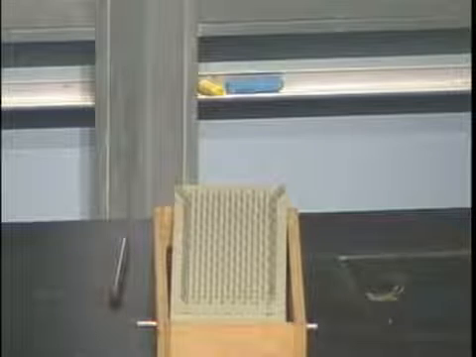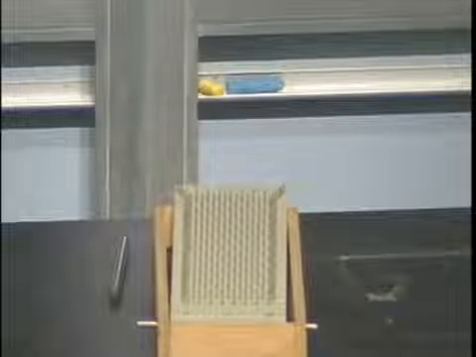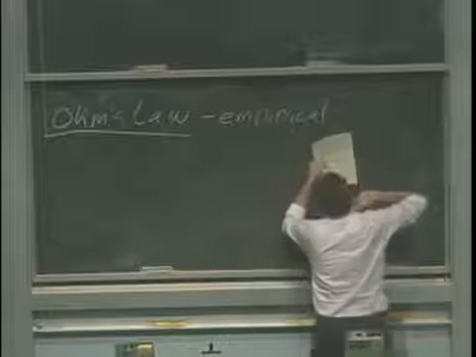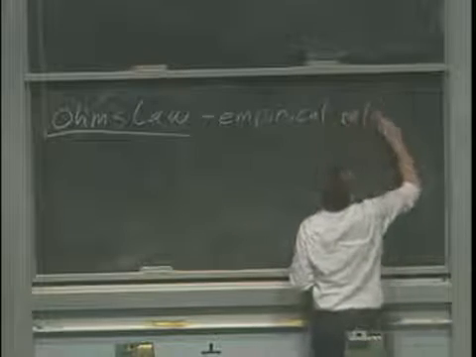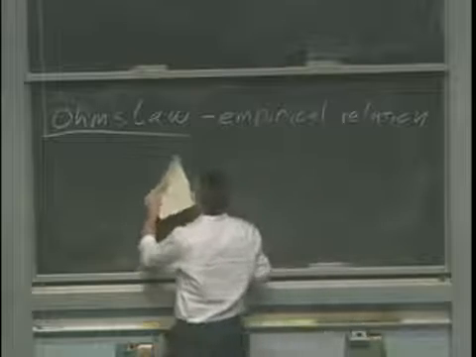So Ohm's law is just an empirical relationship, which we just saw there, between the voltage drop and the current. Empirical just means we measured it. This was measured in the lab by Ohm.